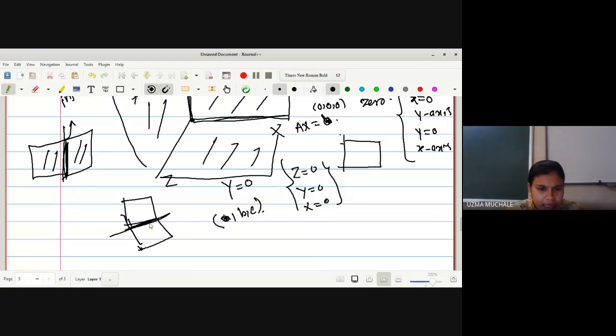Suppose one plane is intersecting in between these two. Imagine that this is the first plane, this is the second one, and suppose I am going to insert one plane here. Okay. Now, how many solutions will there be for all these? That means the common solution of all these planes.